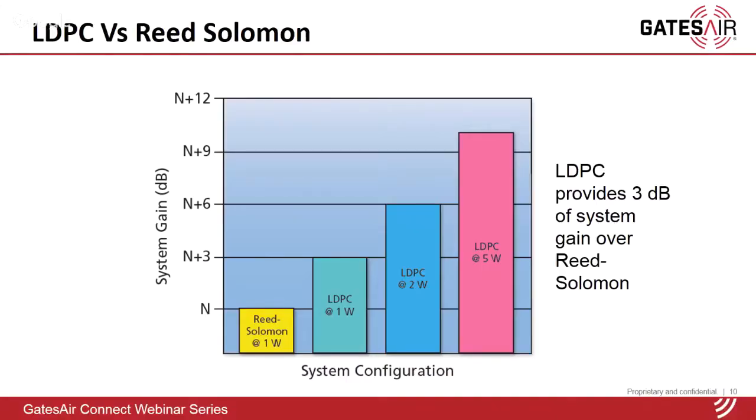So this chart shows how HD Link provides better system gain or receiver sensitivity using a combination of LDPC channel coding and higher PA power. For example, if you compare the 1 watt LDPC system to the 1 watt Reed-Solomon system, that's the first two bars here, you get 3 dB of system gain, and as you add additional power, your gain goes up. And with HD Link, you get up to 5 watts of power, and you can see the last bar. You can get about 9 dB of additional gain as compared to the 1 watt Reed-Solomon system. All in all, though, if everything is equal, LDPC provides 3 dB of additional system gain. That's the key takeaway from the slide.